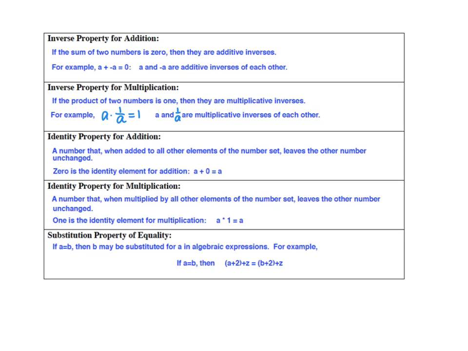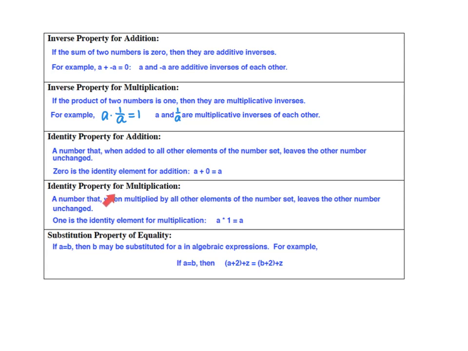The identity property of addition says a number that, when added to all other elements of the number set, leaves the other number unchanged. So 0 is the identity element for addition. If I add 0 to any other real number, I get that number out. That's the identity property for addition.